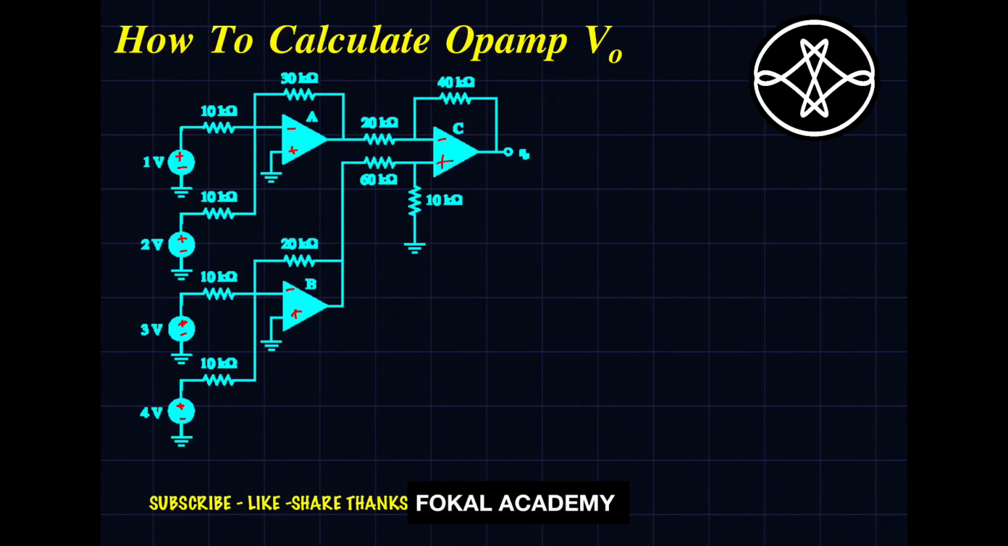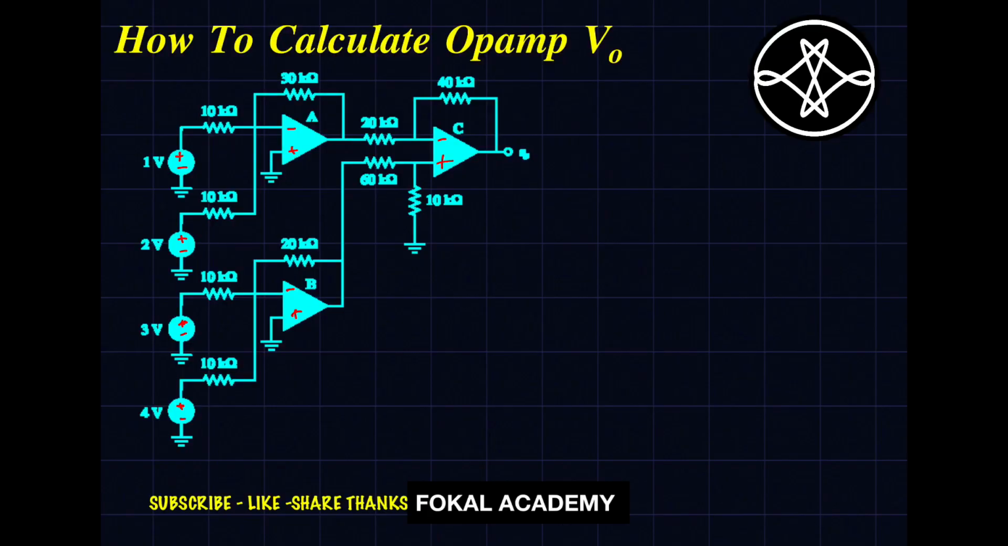See in this problem, here how to calculate the output voltage for the given op amp circuit. So here totally 3 op amps are there. So 1, 2, 3. Nothing but 3 stages are there. Now how can you find the output voltage V0 here?